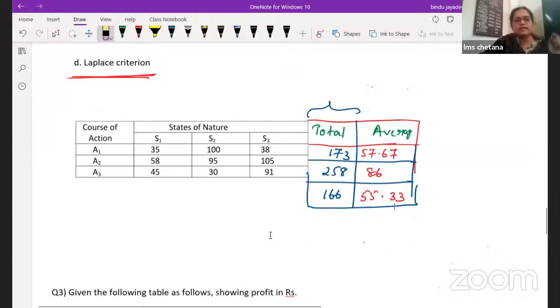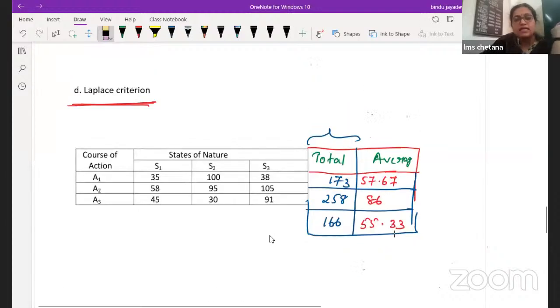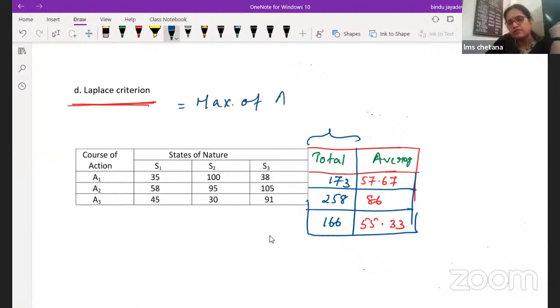Now listen. What is Laplace criteria? The formula is maximum of, because we are making it as profit maximum, right? Maximum of average. Okay, you have to remember that. Apart from the last 3 criteria, here Laplace criteria is maximum of average. That means maximum outside the bracket, and inside write all the averages.